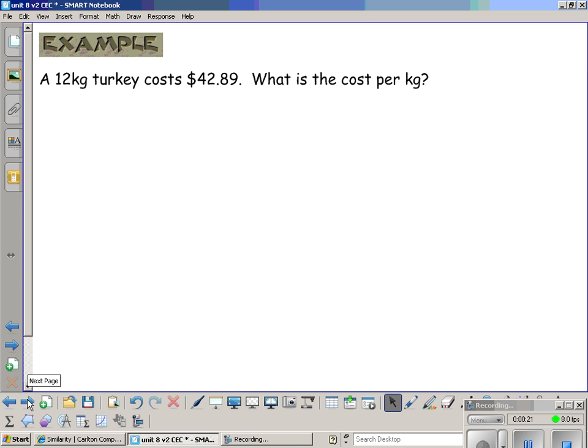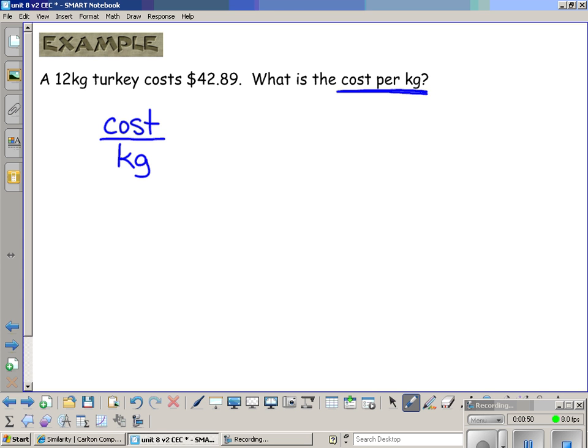In this example, we have a 12-kilogram turkey that costs $42.89. We want to know what the cost is per kilogram. So when you're deciding on the rates, this is going to tell you which order you should look at reducing the ratio or dividing by, whichever way makes more sense to you. We want to end up with cost per kilogram.